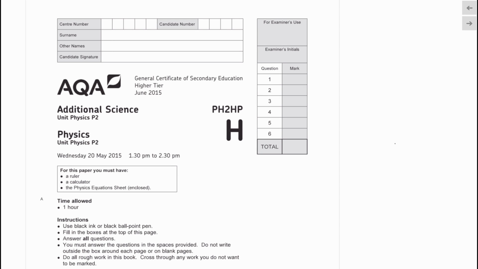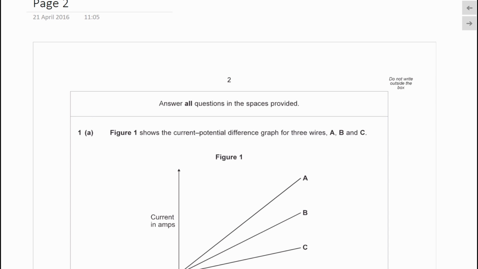Okay, hi, so welcome to the video where we're going to go through the AQA 2015 paper for Unit 2 Physics. This is the higher paper, so if you're doing foundation, some of this won't apply to you. But as per usual, we're going to go through one by one, and if at any point you're struggling to keep up, please feel free to pause the video, rewind, and go at your own pace, okay? But we're going to go straight on with question 1.